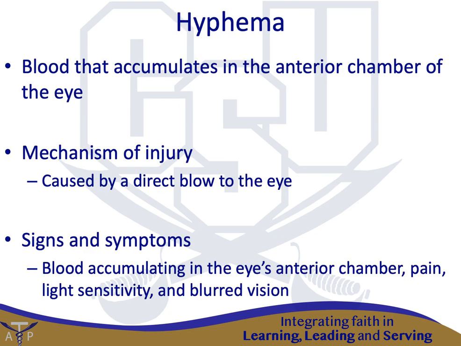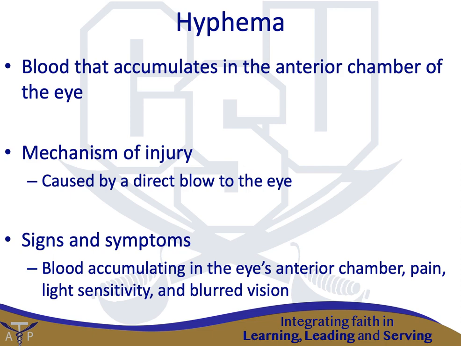Next, we'll look at a hyphema. Hyphemas occur when there's blood that accumulates in the anterior chamber of the eye, and this could be visibly seen, and we'll see this on the next slide. But this is caused by a direct blow to the eye.